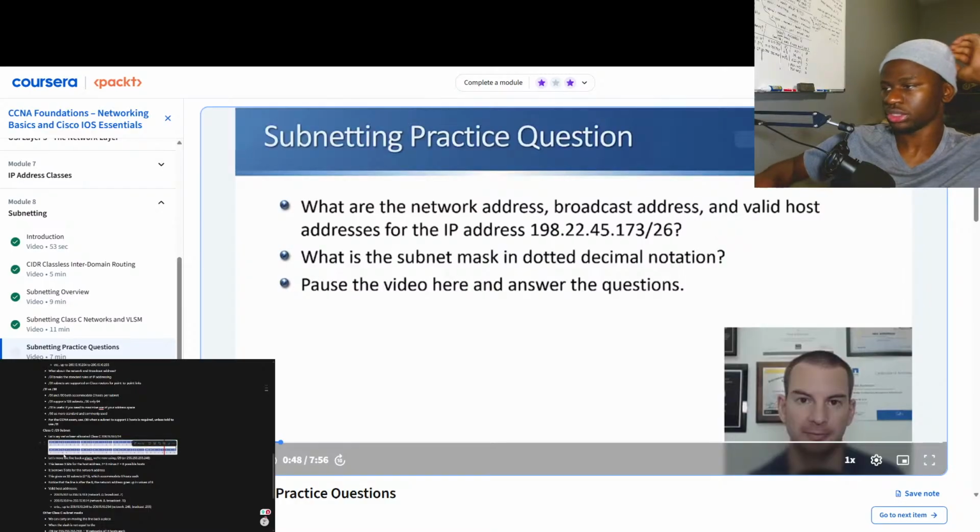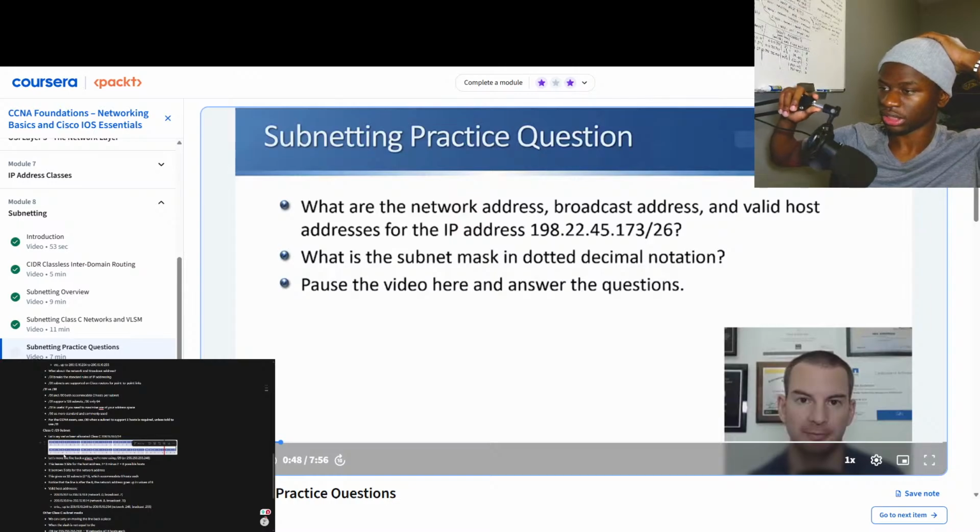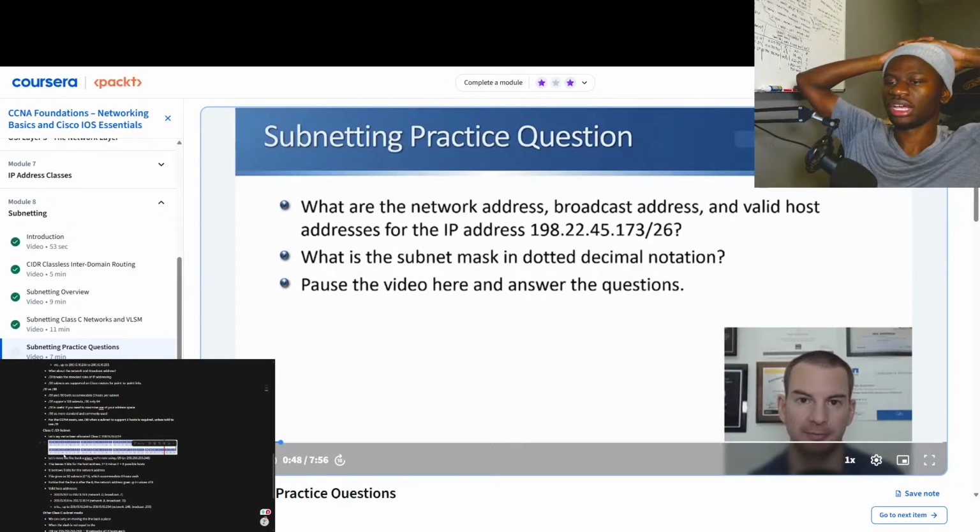Okay, so the question is subnetting practice. What are the network addresses, broadcast addresses, and valid host addresses for the IP address?